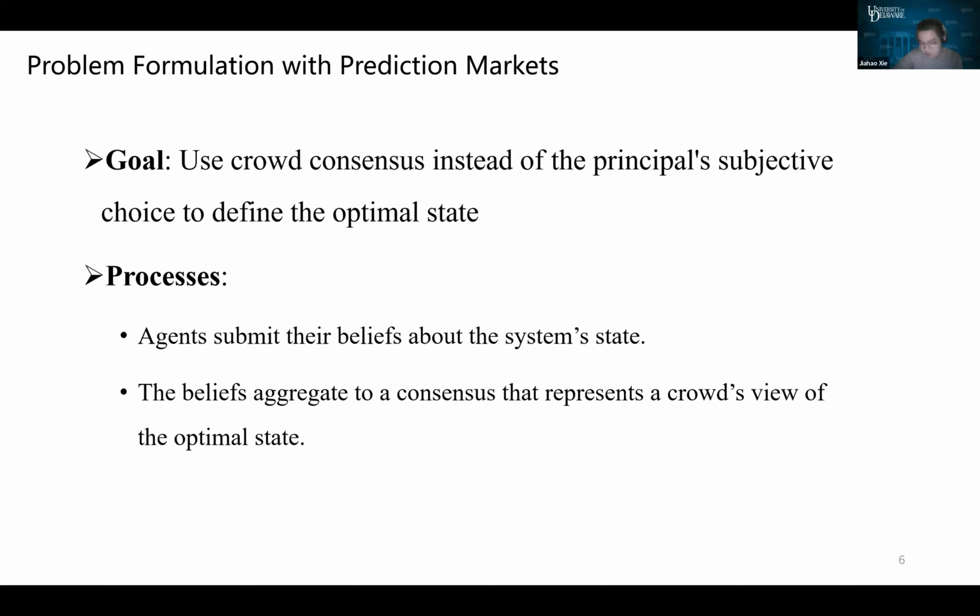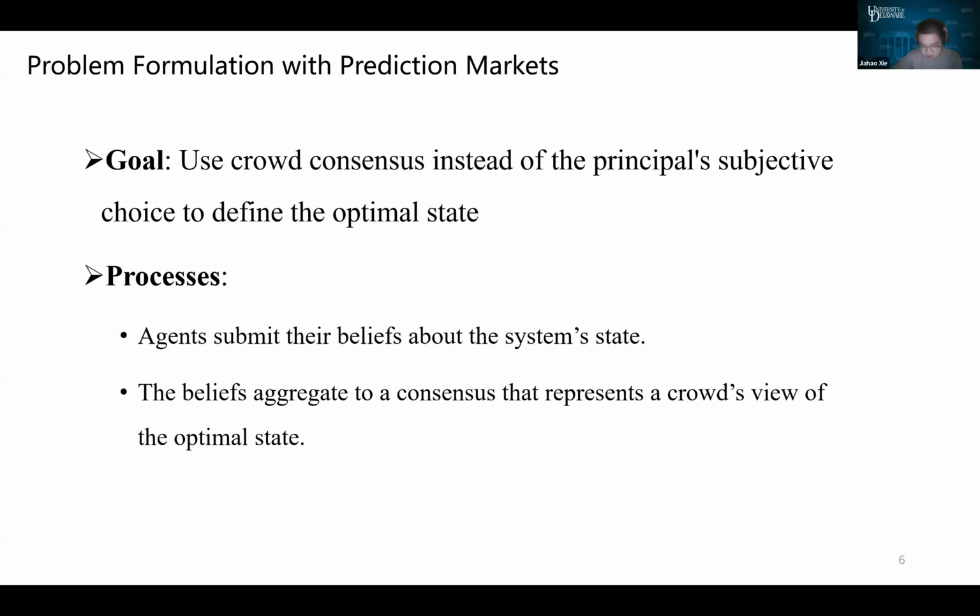Here is how we use prediction markets to reformulate the inverse optimization problem. Our goal is to replace the principal's subjective choices with a crowd consensus that represents a more objective view of the optimal state. This process will work like this.